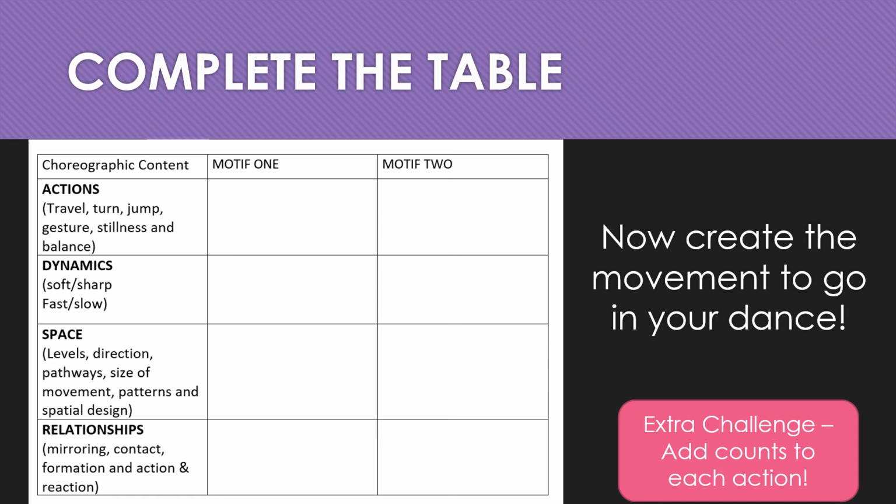And your extra challenge, as you can see, is to add counts to each action. Remember by counts we mean, for example, if it was the turning jump, that would take count 1 and count 2. So if that's the very beginning of my motif, it would be 1, 2, and that would be my turning jump because it takes 2 counts to complete it. Hopefully that makes sense. You're going to spend a further 10-15 minutes completing this side. And like I said, if you finish, you just move on to the extra challenge.